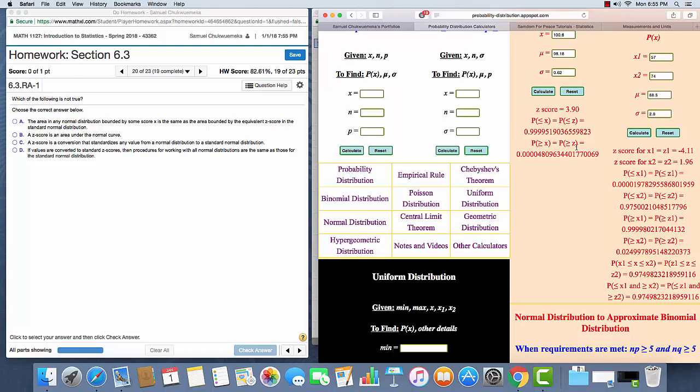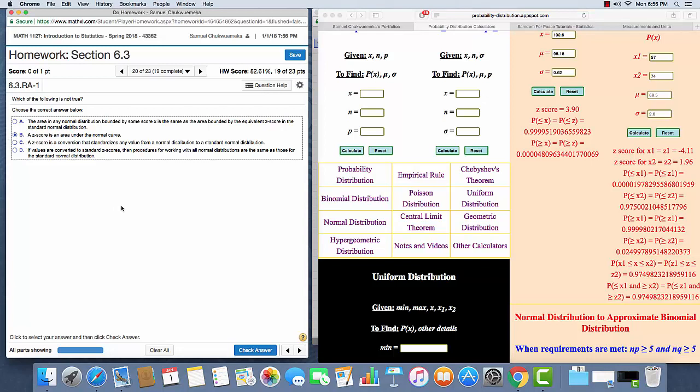C, a z-score is a conversion that standardizes any value from a normal distribution to a standard normal distribution. Yes. It's in my notes, and I just said it. You convert to z-scores so you can use the standard normal distribution table. So C is correct. D, if values are converted to standard z-scores, then procedures for working with all normal distributions are the same as those for the standard normal distribution. Yes. So the answer here is B.